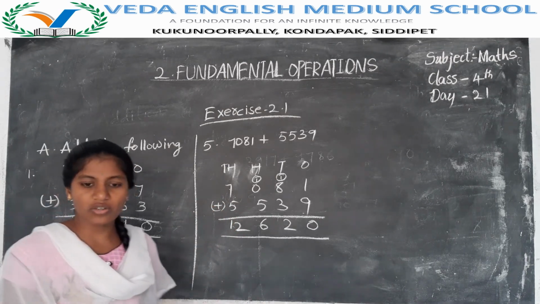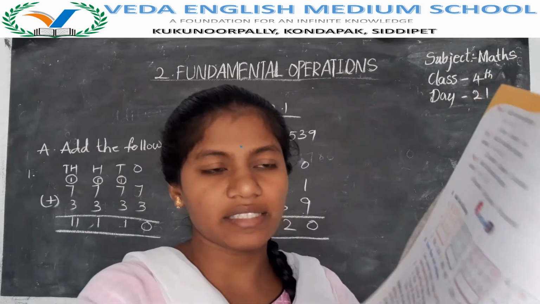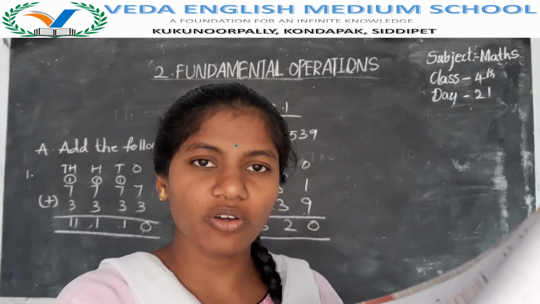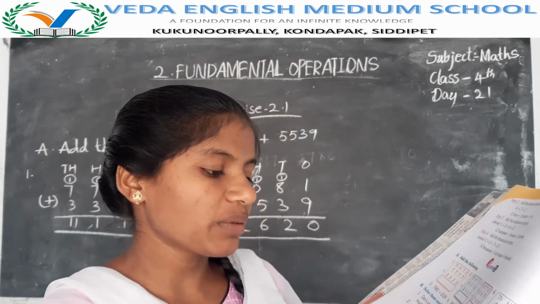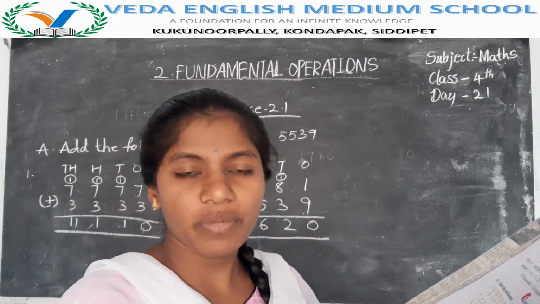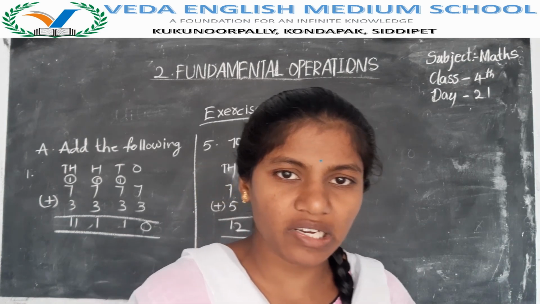So like this you have to complete the 6, 7, 8 problems. Then you have to copy exercise 2.1 in your notebook. Complete your homework up to here. Next in the B bit we have 2 more word problems. I'll explain the 2 more word problems in the next video. In this exercise if you have any doubts, ask me, I'll explain again. Okay.